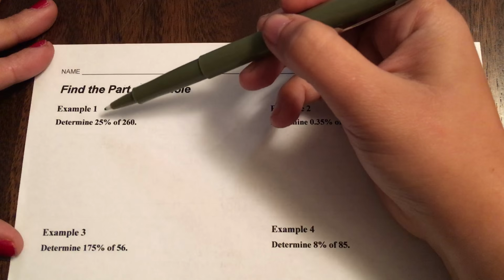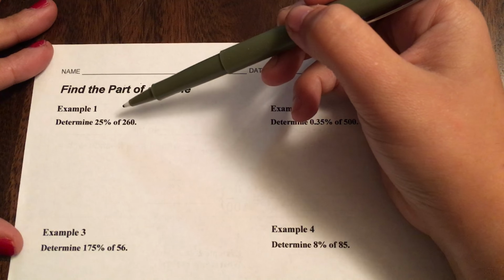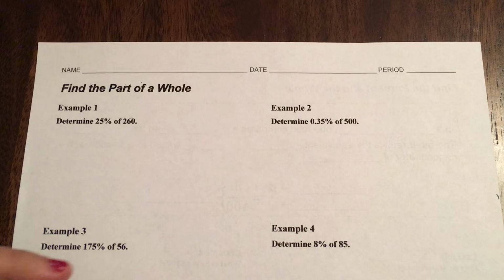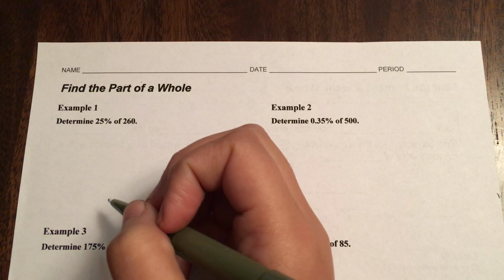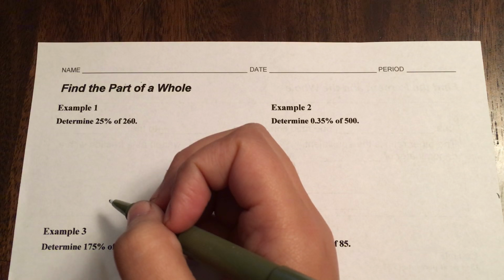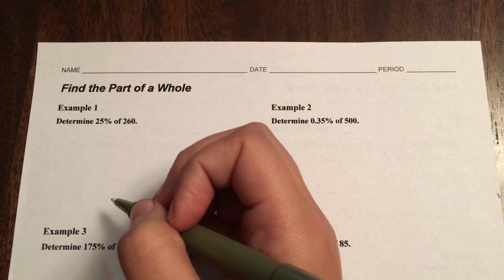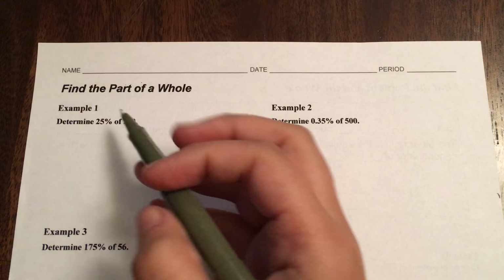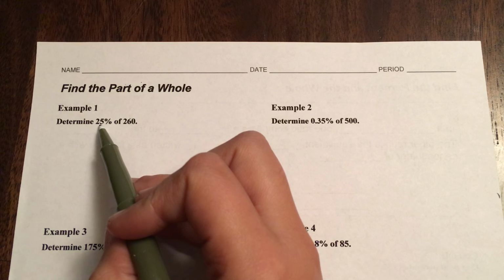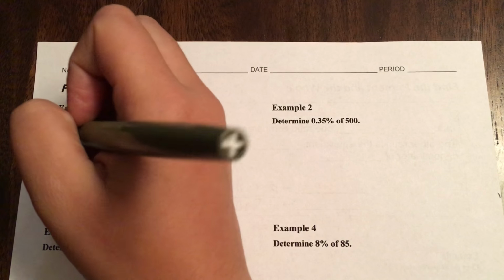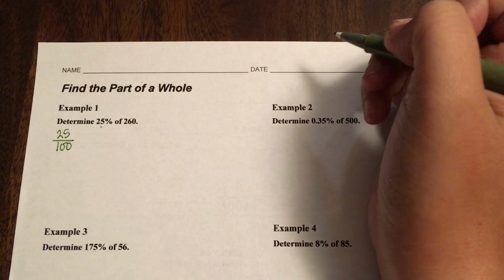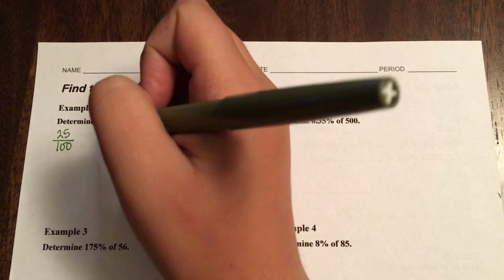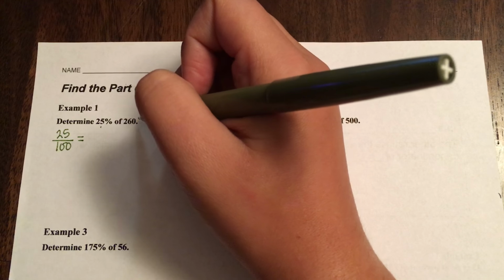It says, determine 25% of 260. Now, there are actually 2 ways to do this, so I'm going to show you both of them. The first one is by setting up a proportion. Now, remember we talked about how a proportion is actually 2 fractions that are equal to each other. So the first fraction is going to represent the percent. So I'm going to write 25% over 100 because percent always has a total of 100, and I'm going to set that equal to 260.